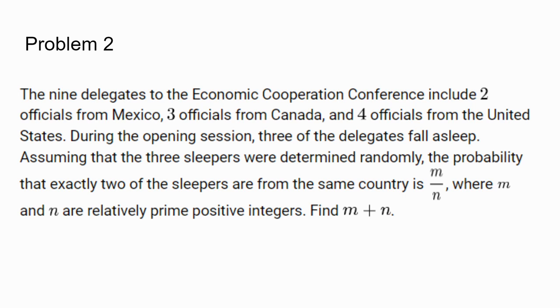Now this is an example of some admittedly kind of annoying casework. So we start with assuming the 2 sleepers were from Mexico, which has 7 possibilities because we need to choose both of the Mexican delegates to be sleeping. Then one of the other 7 delegates can be chosen to be sleeping.